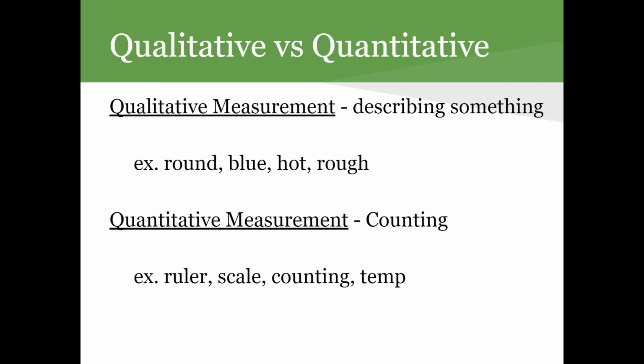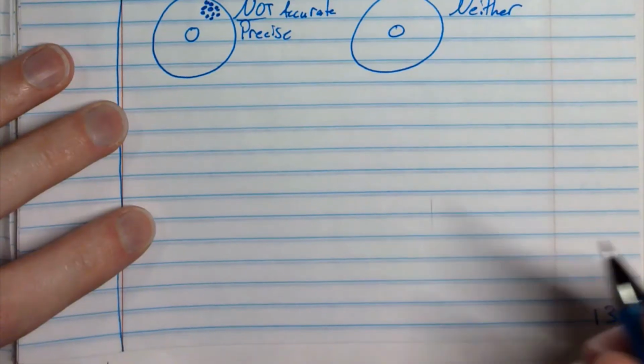So quantitative, that's a quantity. When you put an order in for Amazon, the quantity is how many of those things you're going to buy. And it's a number. So if you use a ruler or a scale, or you're counting, or you do the temperature or something, those are all going to be numbers, and it's a quantity. So that's a quantitative measurement. So let's write those two down.